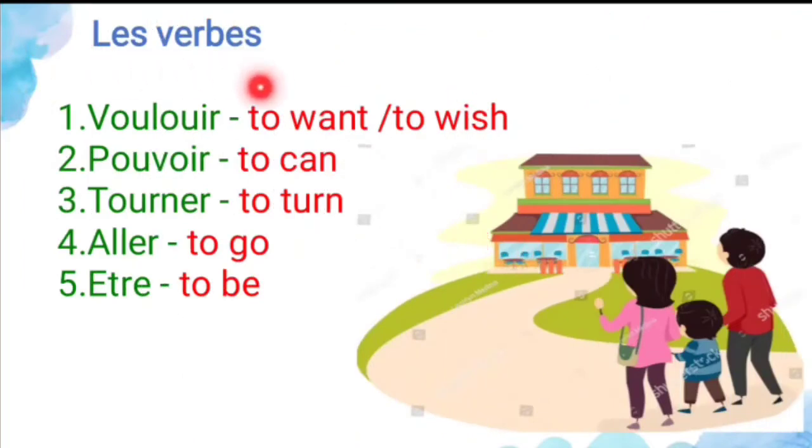So what are the verbs which we have seen in this letter? First one is vouloir. Vouloir means what? To want or to wish. And second one is pouvoir, means can. And tourner means to turn. And aller, to go. And être means to be. So this is all about our verbs which we have seen in the letter.